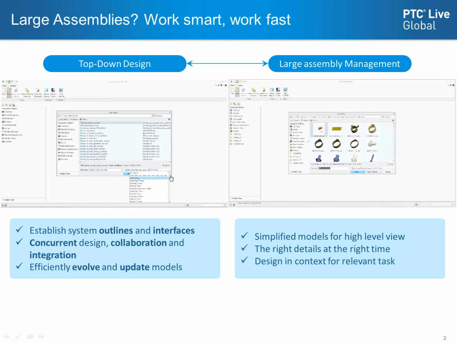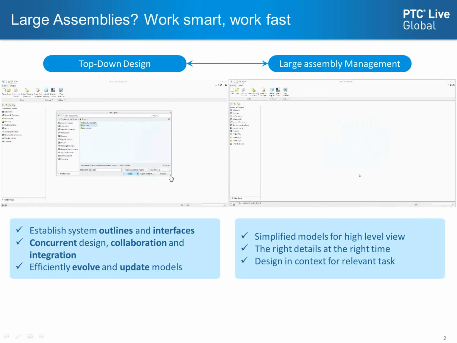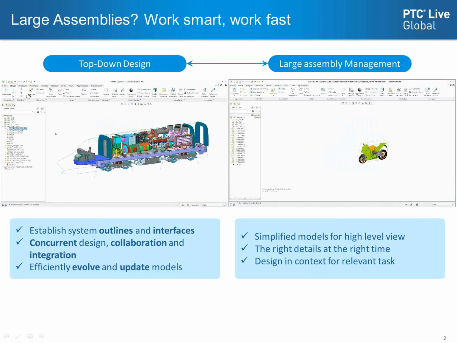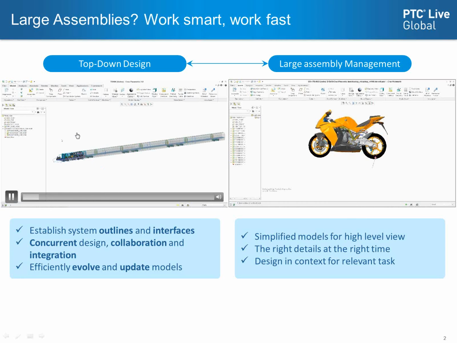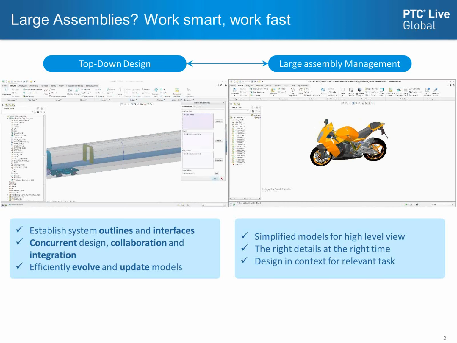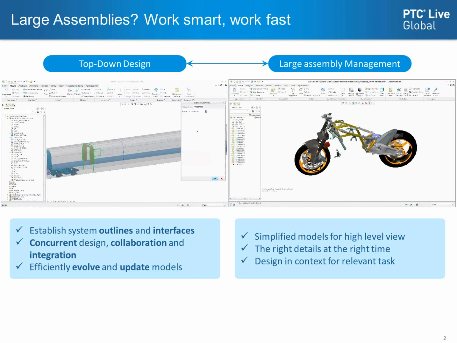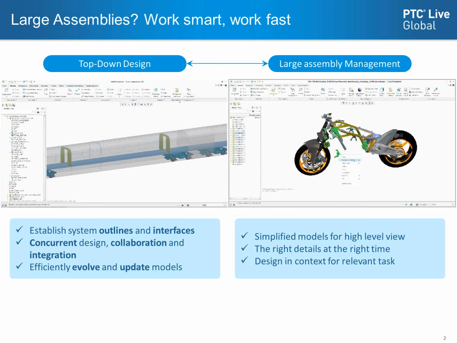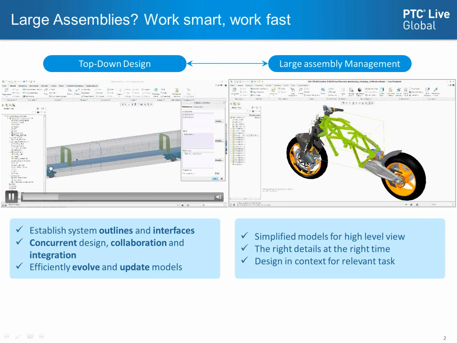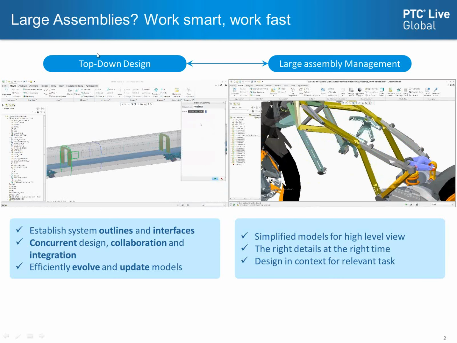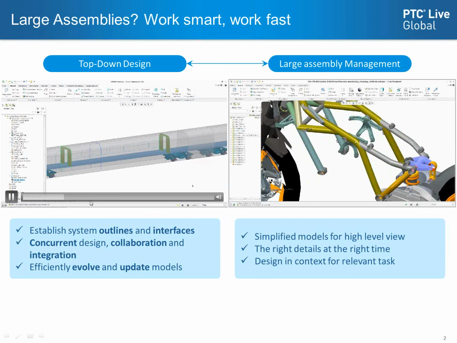And the first thing I want to go through is the two different phases when we typically talk about large assemblies. The first phase is what we call the top-down design area, which is how you create and develop a very large assembly or a very large product, how you establish outlines and interfaces, how you distribute the work between different teams or different designers, and how you evolve the product that eventually becomes a large assembly. That area is what we typically call the advanced assembly extension that contains most of the capabilities under the top-down design.